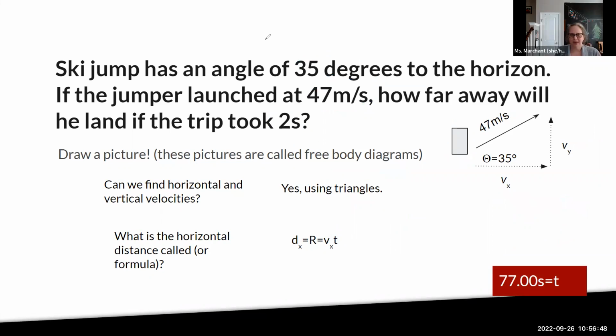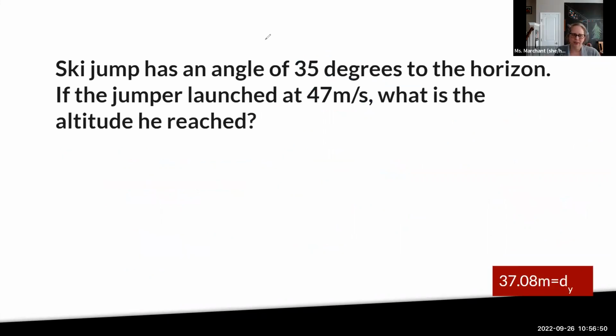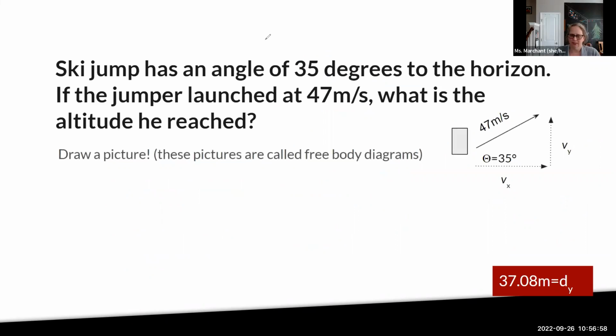Okay, a ski jump has an angle of 35 degrees to the horizontal. If the jumper launched at 47 meters per second, what is the altitude? So it's the same problem, we just want an altitude. Do not use the time from the last problem on this one, because you don't know if it's the same time, and it's not.